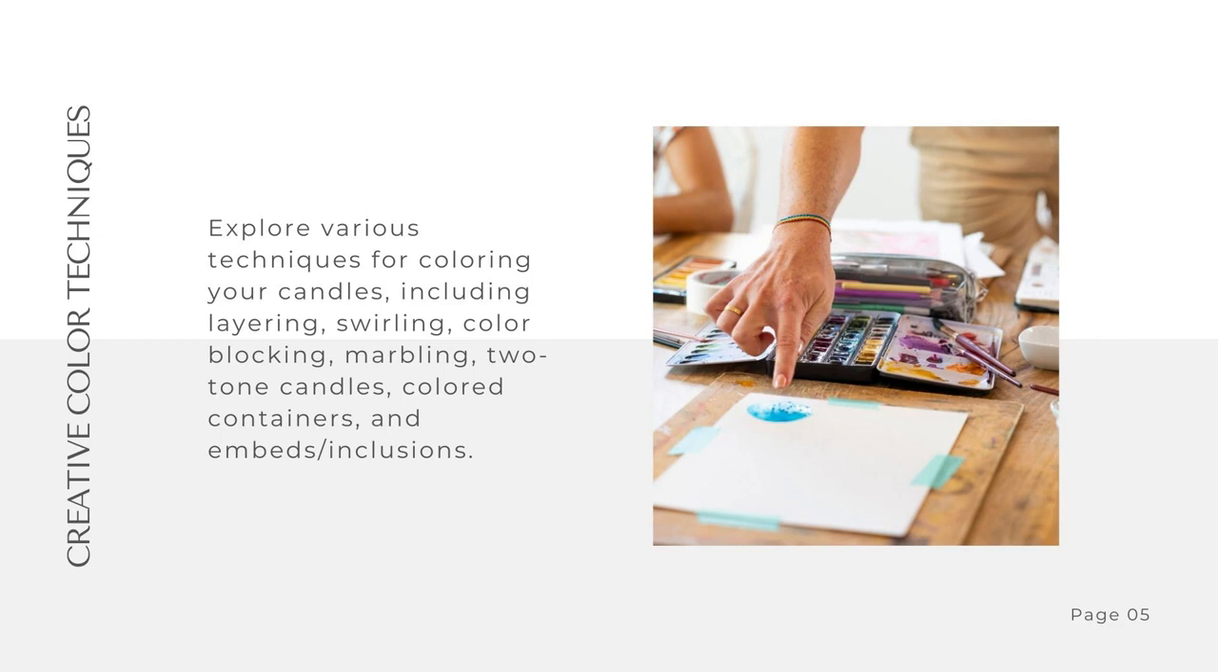Swirling. For a more organic and mesmerizing look, try swirling colors together after pouring them into the mold. Use a chopstick or a small spoon to gently swirl the colors without overmixing them.